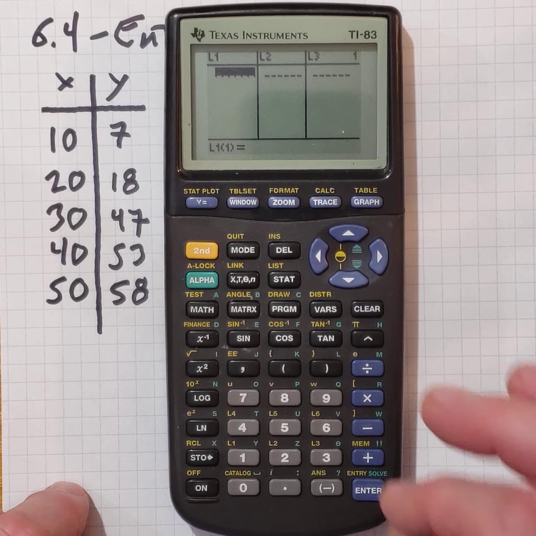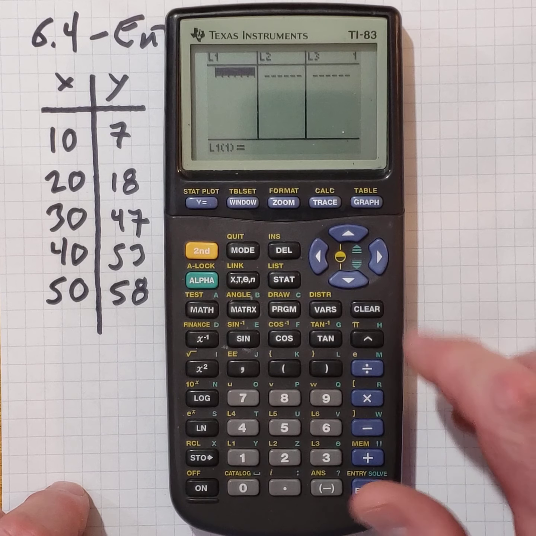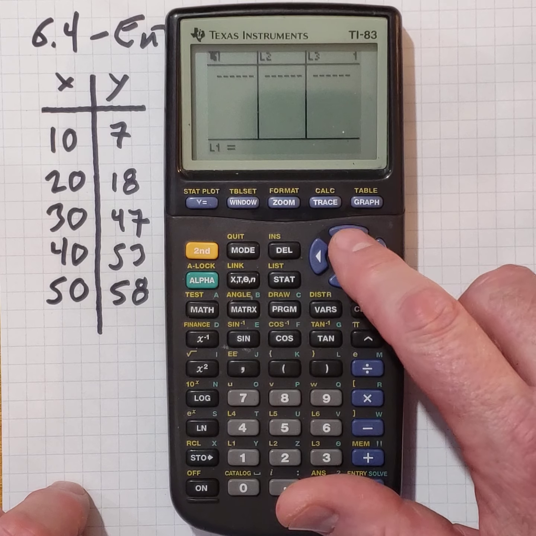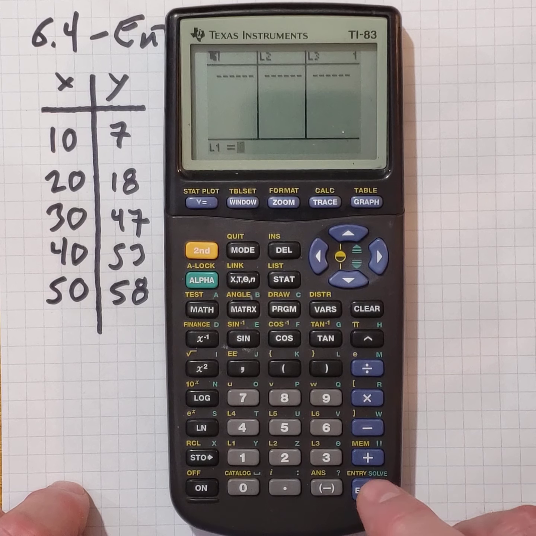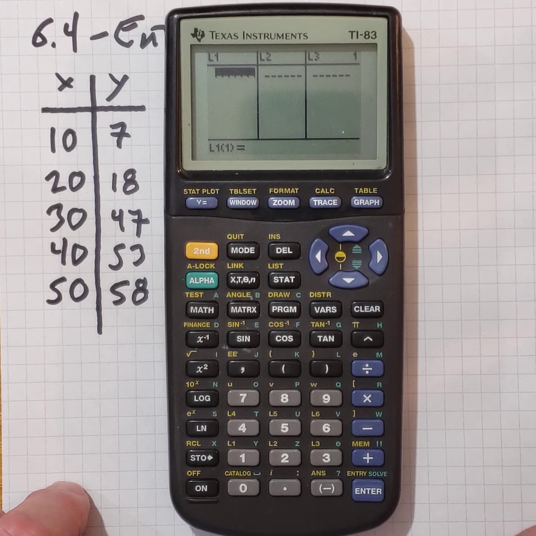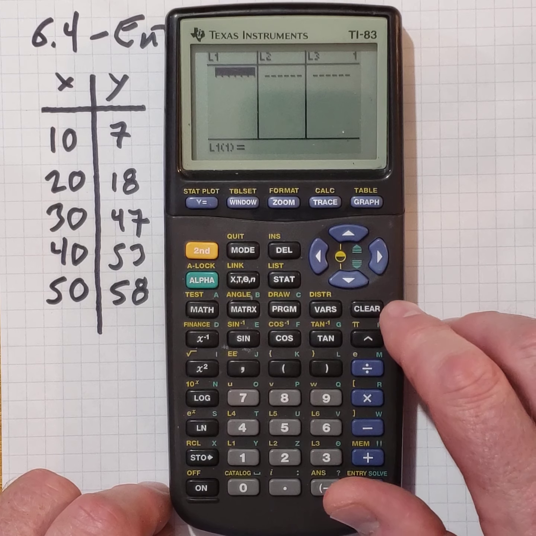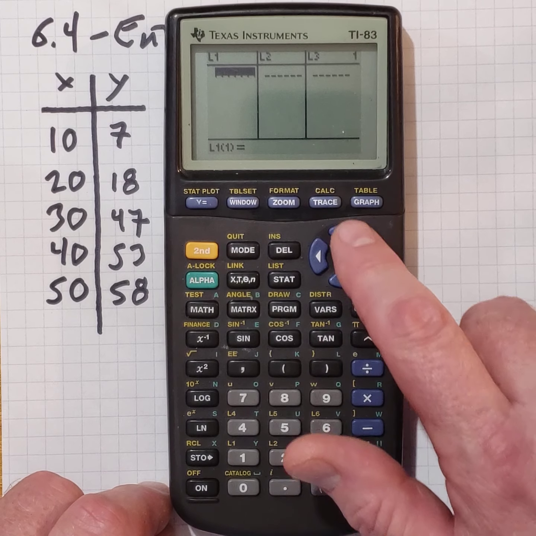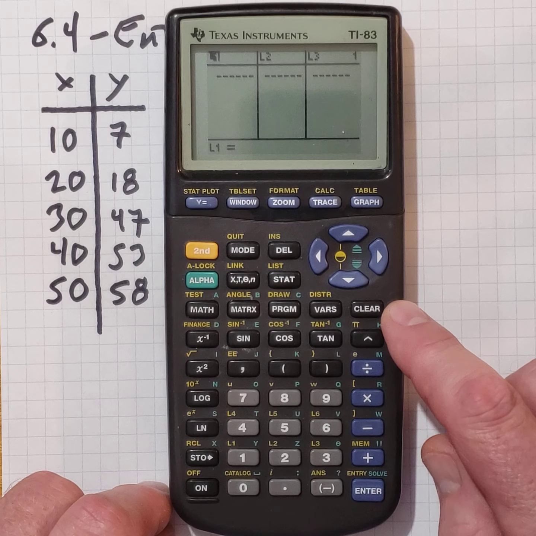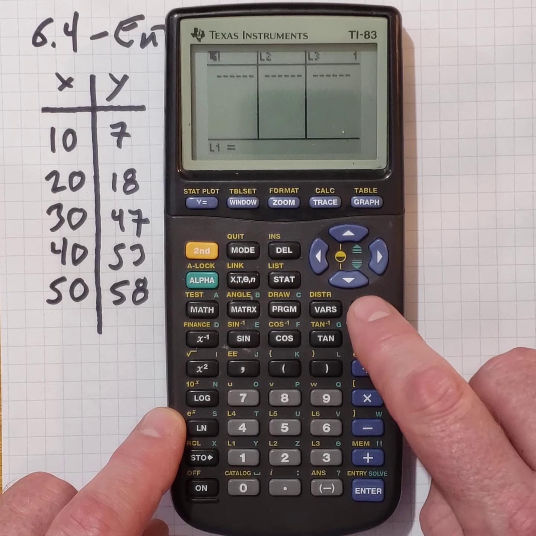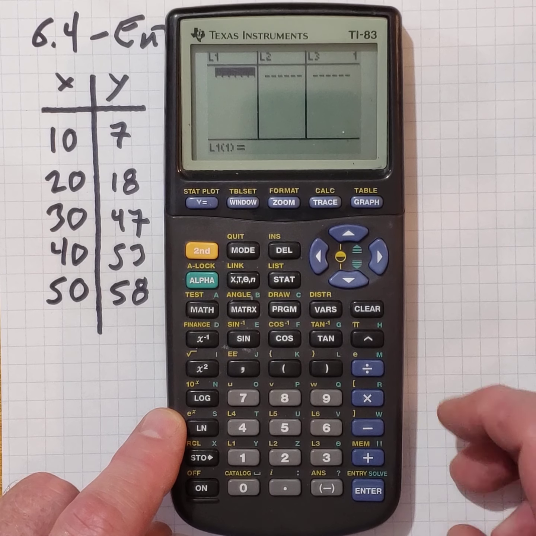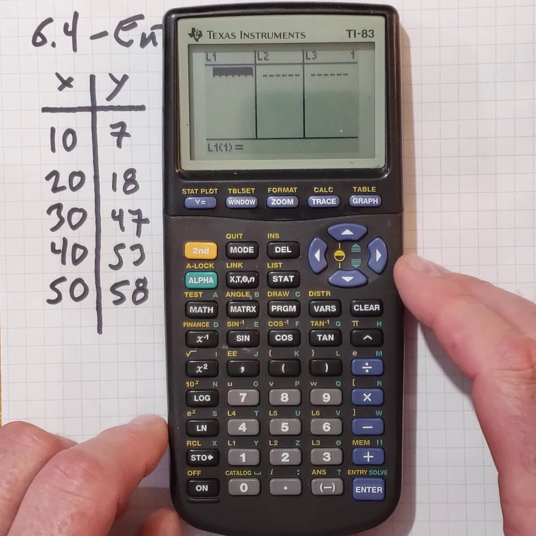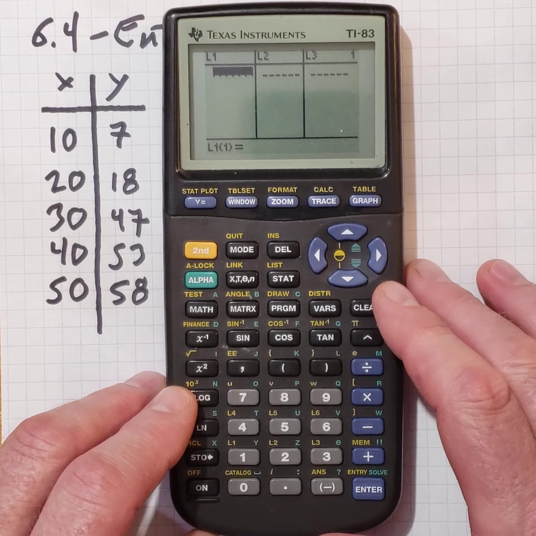If you've got numbers in your list screen already, then what you want to do is go up to the label where it says L1 or L2 and hit clear, enter, and it will delete all the numbers out of the list and you can start fresh. Do not hit delete and then enter. That will remove the list from your calculator. You'll have no more L1 there, and that would be bad.